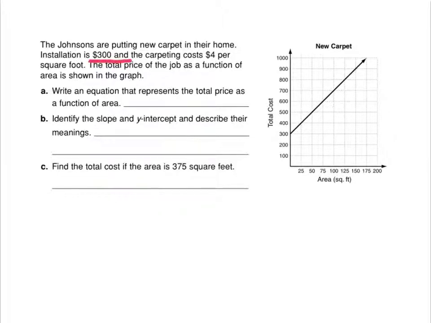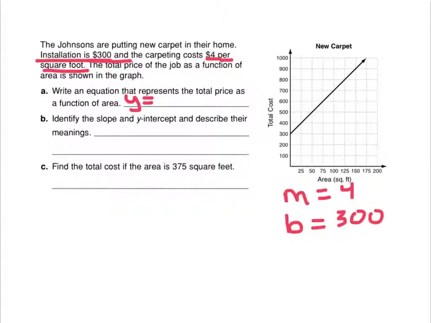So we see installation is going to cost $300, and the carpeting costs $4 per square foot. That "per" is my hint that that's my slope. So our m is $4 per square foot. And then we see that our b is the amount of money that you're going to have to pay no matter what, which is that installation charge of $300. So if our m is 4 and our b is 300, we can write y equals 4x plus 300.